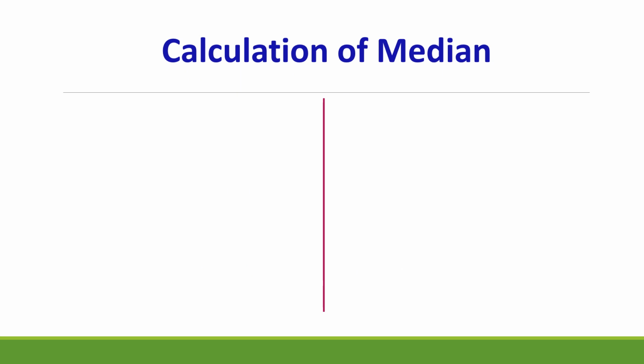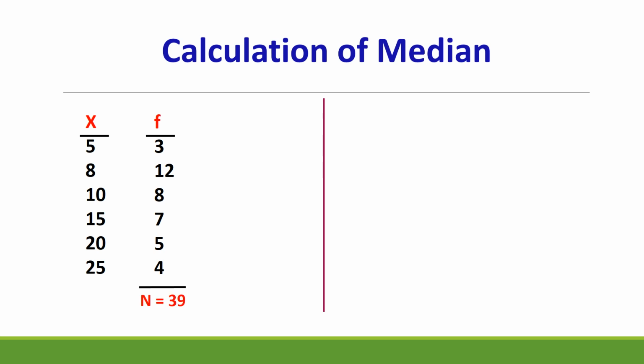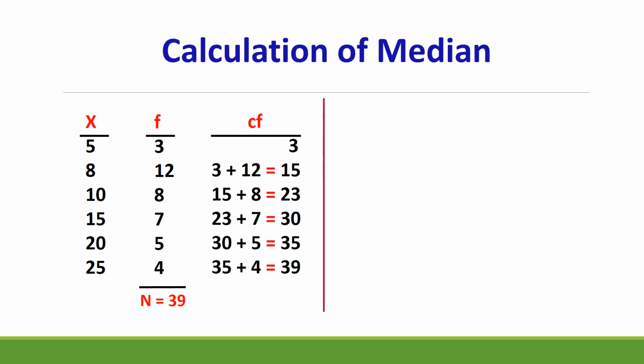Now let us see how the calculation is done. The x values are given and the frequencies are also given. The total of the frequency, that is sigma f or n, is 39. And a new thing is being calculated here, that is the cumulative frequency. How is the cumulative frequency calculated? The first cumulative frequency is 3, because the frequency is 3, that is written as such as cumulative frequency.